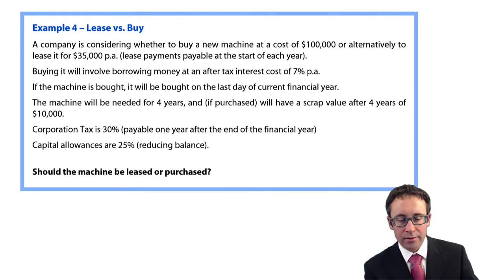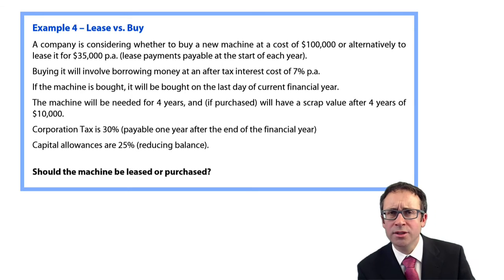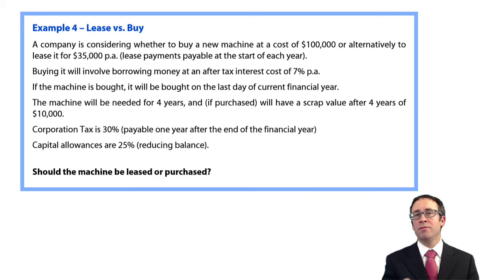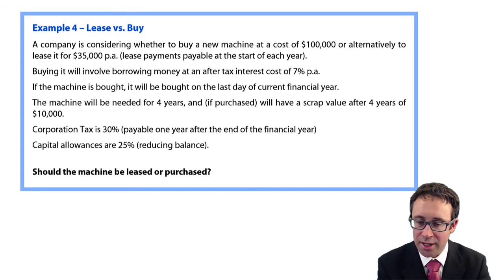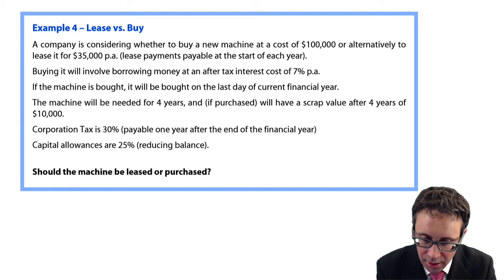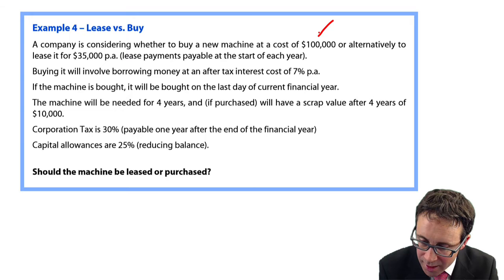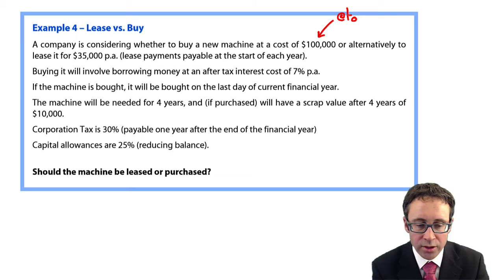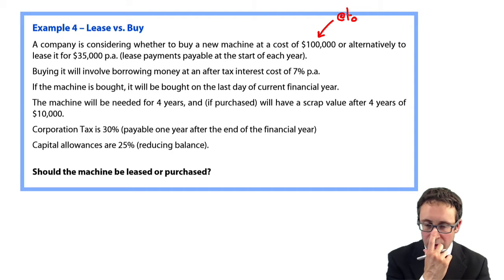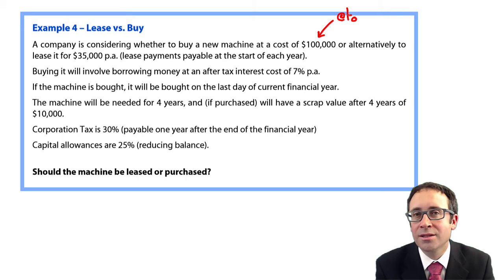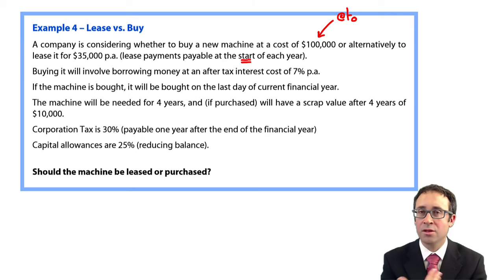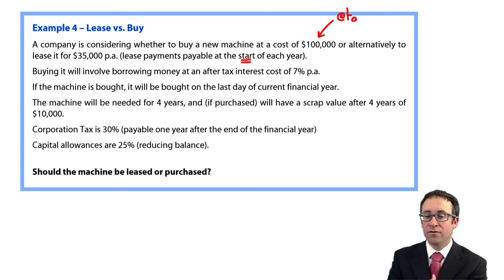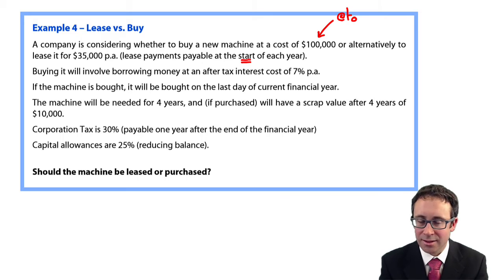Simple question: should the machine be leased or purchased? We will lease it if it is cheaper than purchasing it. So what have we got? The company is considering whether to buy a new machine at a cost of $100,000. So that is what we buy the asset at today, at T0. Or alternatively, to lease it for $35,000 per annum. In brackets, it's important, the lease payments are payable at the start of each year. So the payments are in advance, so the first payment that we make is at T0.